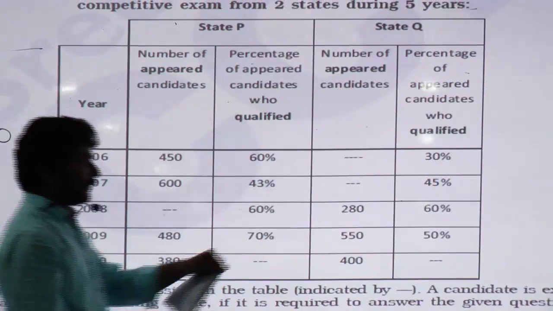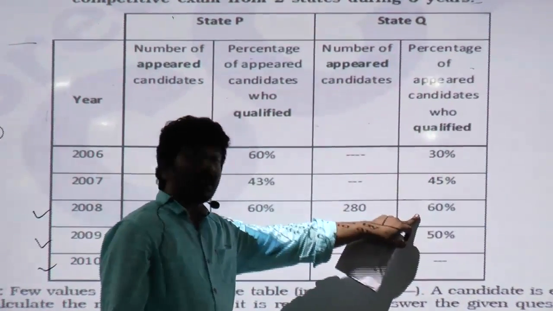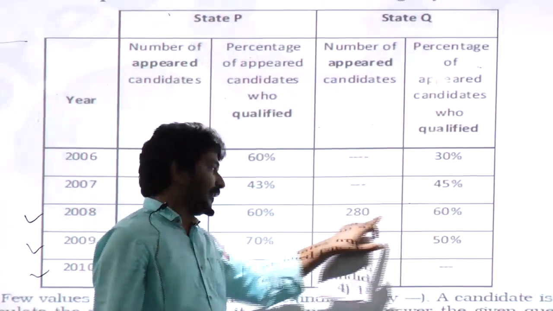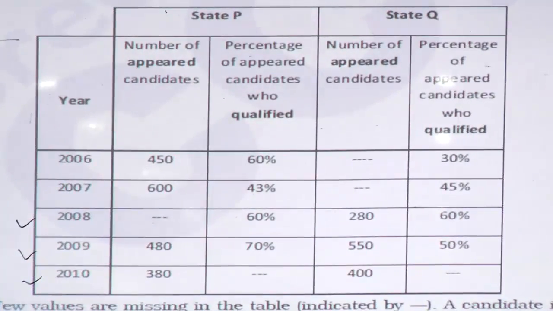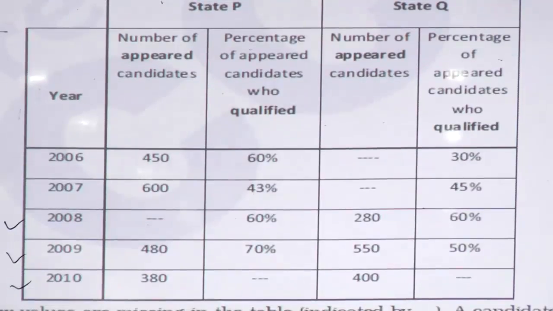Now here in 2008, 60% got qualified out of 28. How will you get 60%? Half and 10%. Half of 280 is 140 and then 10% is 28.